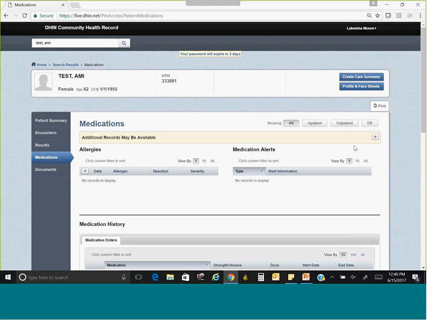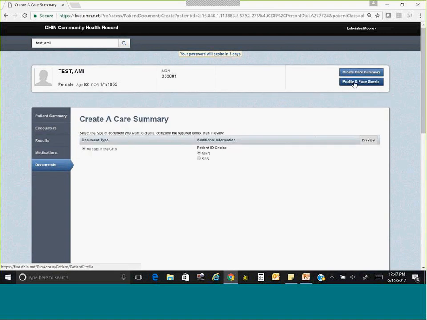As I create this care summary today, what's going to be in it is everything that's in this patient's chart. So for your new patients, that could be a great use case if you don't want to go back and pull labs and radiology individually. You could create a care summary, download it, and then import that care summary into your EMR, and that gives you a jump start on getting a lot of that patient data into your EMR. So I'm going to go ahead and preview this first.